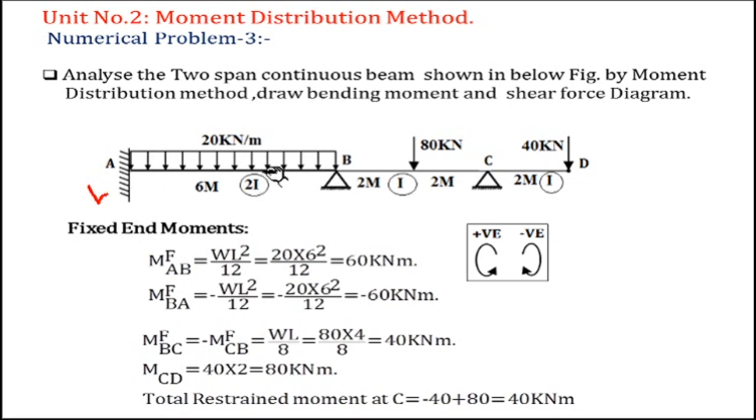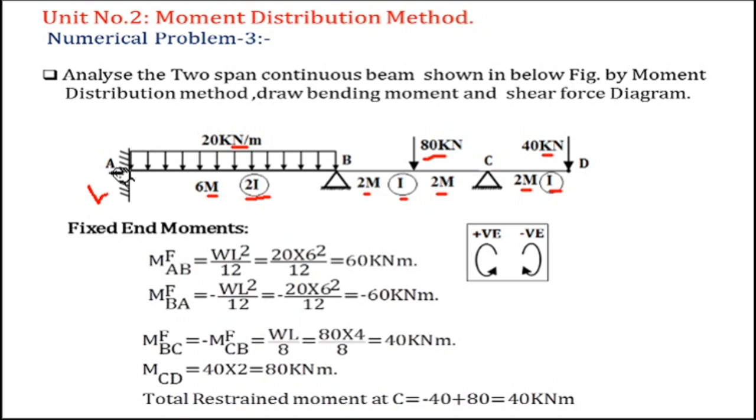Now AB span is loaded with 20 kN per meter UDL. Span is 6 meter, moment of inertia 2I. BC span is loaded with a point load of 80 kN at a distance of 2 meter from B and 2 meter from C. Moment of inertia I. CD is the overhang portion and span is 2 meter. Moment of inertia is I. At the end D, 40 kN load is acting.